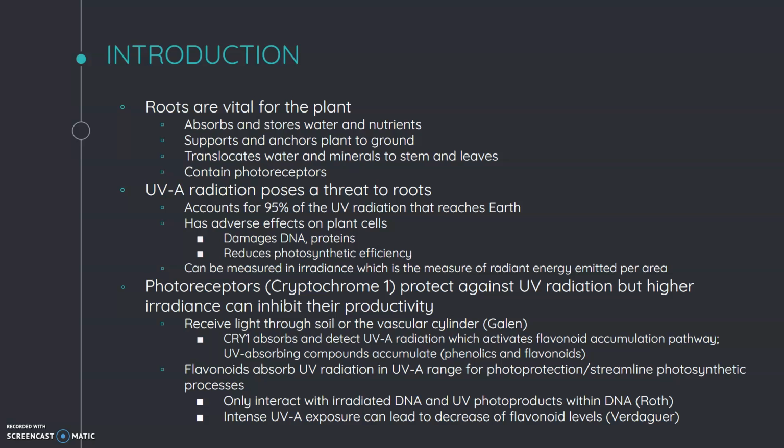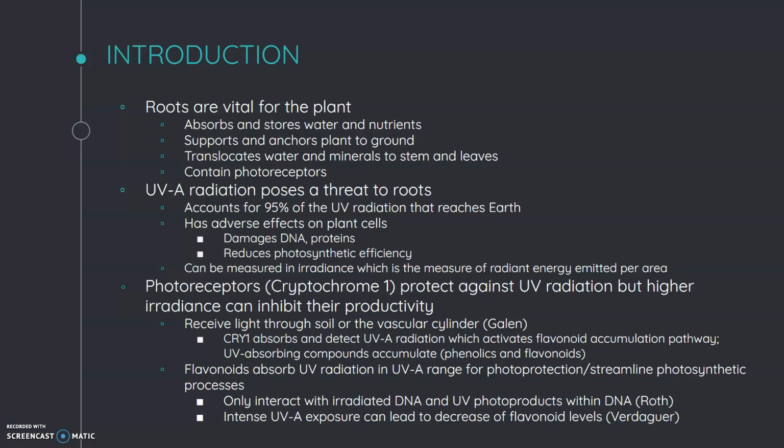For example, in Brassica rapa, which is the plant I was working with, and Arabidopsis thaliana, which is often the model organism in relation to photoreceptor research, cryptochrome 1 is the photoreceptor largely responsible for absorbing blue light and UVA light. How it works is that it receives light through the soil or the vascular cylinder, and then it absorbs and detects the UV radiation, which activates flavonoid accumulation pathways. And these flavonoids and phenolics, which are the UV-absorbing compounds, thus accumulate in the roots.